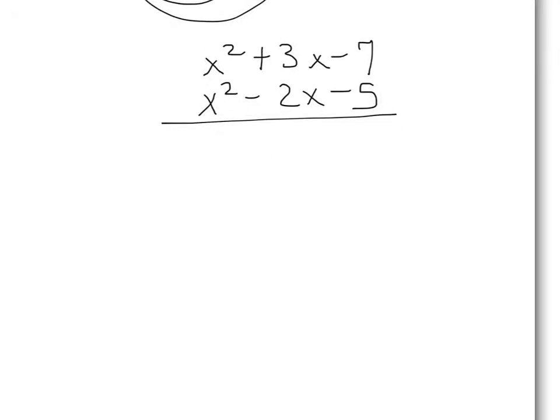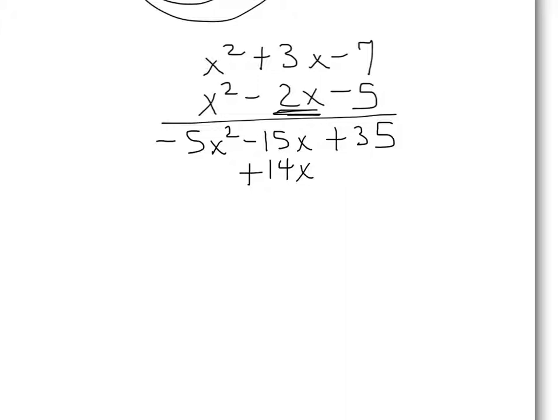Minus 5 times minus 7 is plus 35. Minus 5 times 3x is minus 15x. And then minus 5x squared. Next, we take our minus 2x and multiply it times everything in the top row. Minus 2x times minus 7 is plus 14x. Minus 2x times plus 3x is minus 6x squared. Minus 2x times x squared is minus 2x cubed. Do you see how our like terms are lining up?